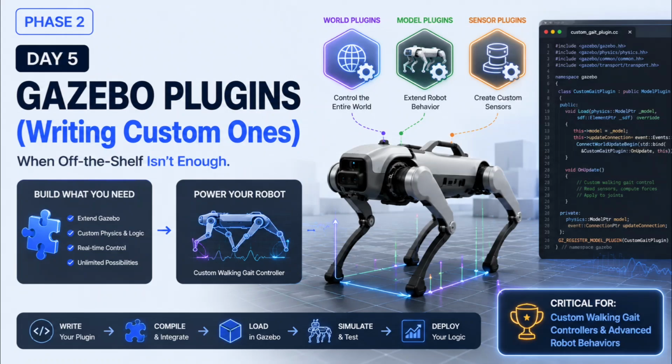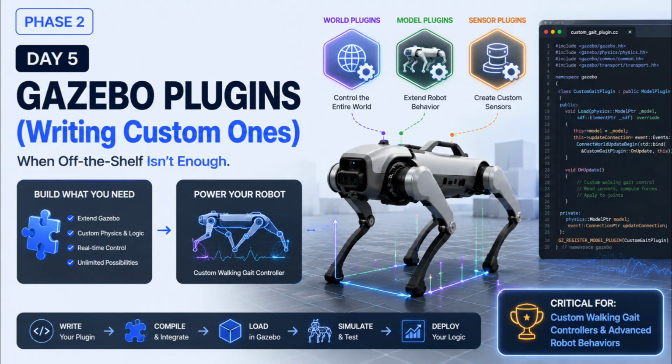Today I am going to cover day 5 of phase 2 about robotics. So let's start with the point that you must have built the URDF and configured the kinematics. The maths check out on paper, but when you launch the simulation, the model refuses to walk by itself.